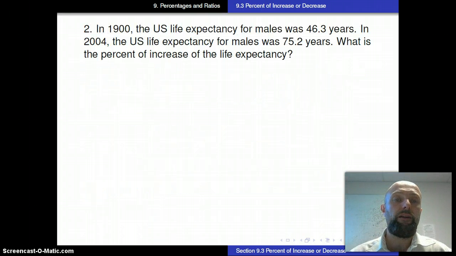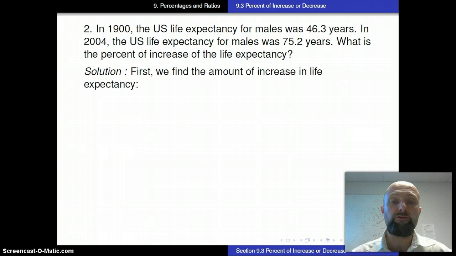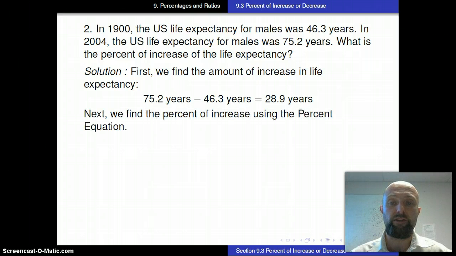Example 2. In 1900, the U.S. life expectancy for males was 46.3 years. In 2004, the U.S. life expectancy for males was 75.2 years. What is the percent of increase of the life expectancy? First, we find the amount of increase in life expectancy. 75.2 years minus 46.3 years, which is 28.9 years. Now we have to figure out 28.9 years is which percentage of 46.3 years.